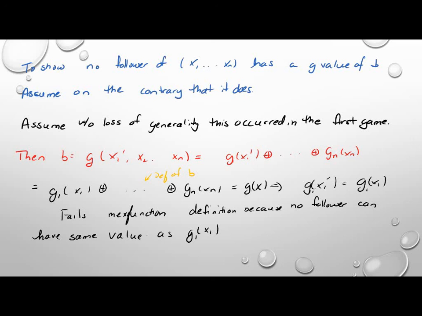But the definition of B is this thing right here, which is G of X. And that means G1 of X1 prime is equal to G1 of X1. But that fails the MEX function definition of G1. G1 is a MEX function, and every time you got a MEX in your tree, it couldn't be equal to one of the followers. And now we just showed it was. So that's the contradiction. Messy proof. Good?